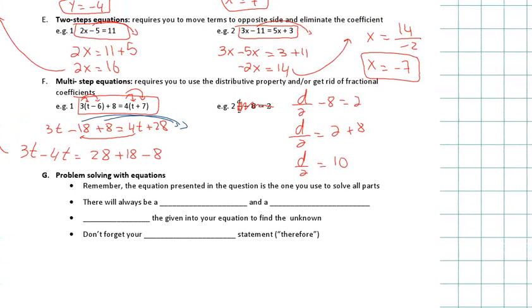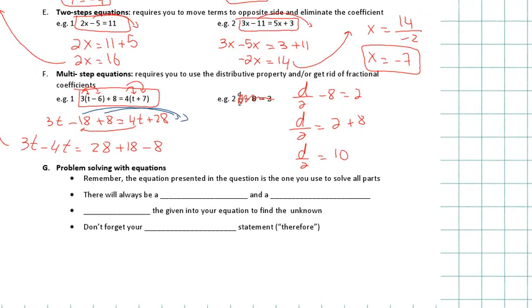So what kind of operation do I have here? What's happening? Division. When I bring it over, what do I do? Multiply. So D equals 10 times 2, which is 20.